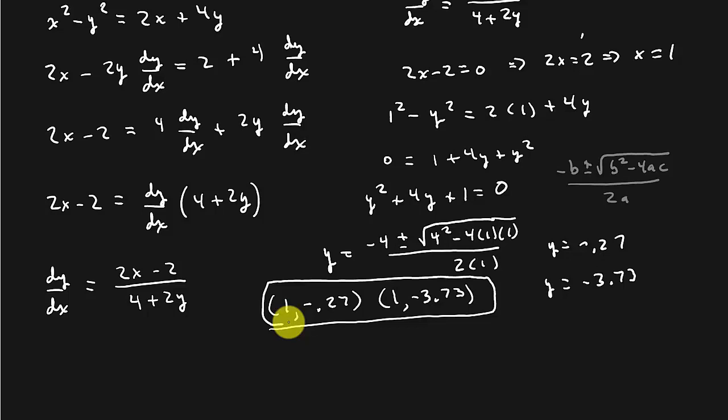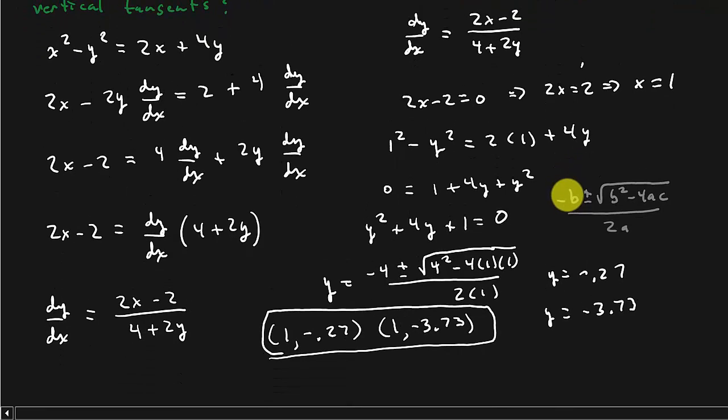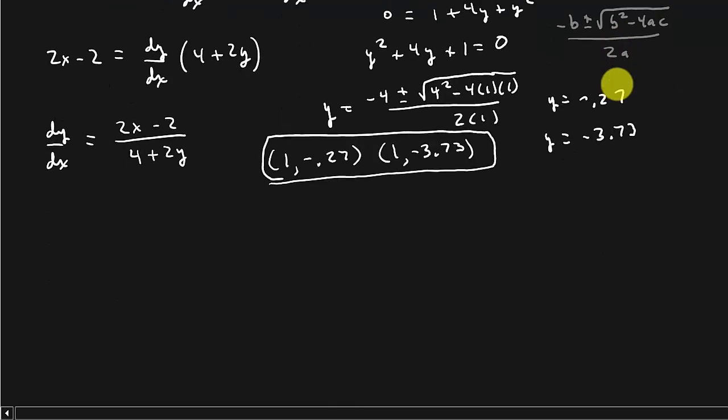And then they want to know, are there any vertical tangents? Well, when do we have a vertical tangent line? That's when the derivative is undefined, which would be when 4 plus 2y is equal to 0. So if I take 4 plus 2y equals 0, that's going to give me 2y equals negative 4, so y is equal to negative 2.